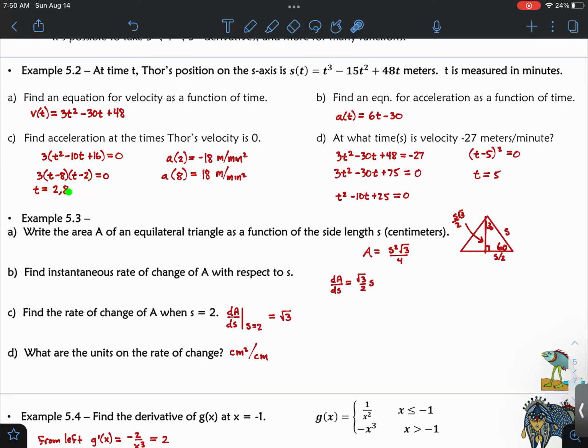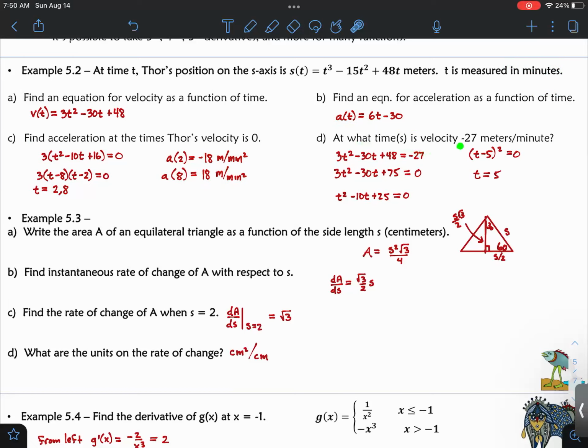We get two values of t, but I'm not done because I want to find the acceleration at those values of t. So now I'm plugging each of these results into the acceleration equation we found a moment ago to get my final answers. And of course, I'm going to put units on there if they apply. Position was meters. Velocity, therefore, is meters per minute. Acceleration is meters per minute per minute, or you are allowed to say meters per minute squared is acceptable.